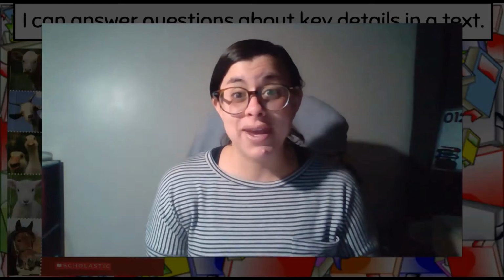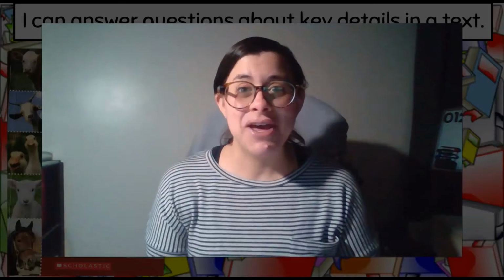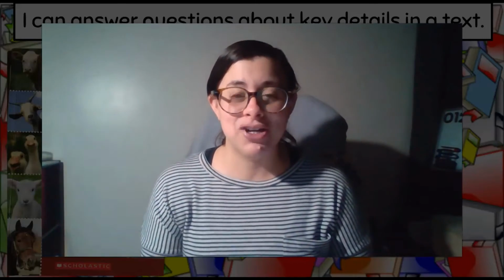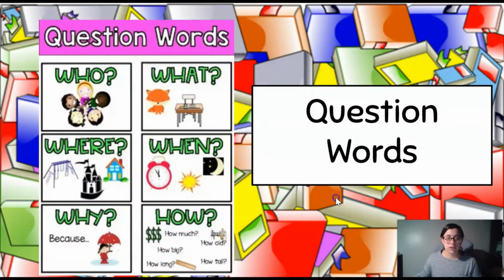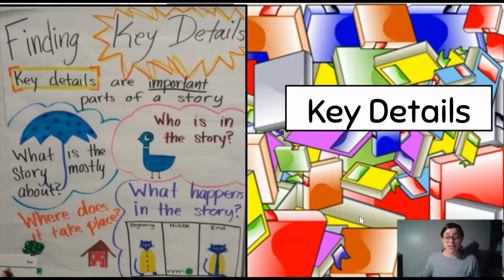The more questions we ask throughout a text, the more we can better understand what we're reading about. Today, we're going to be using question words like who, what, where, when, why, and how. And we're going to be looking for those key details in the text Farm Animals, as key details are important parts of the story.